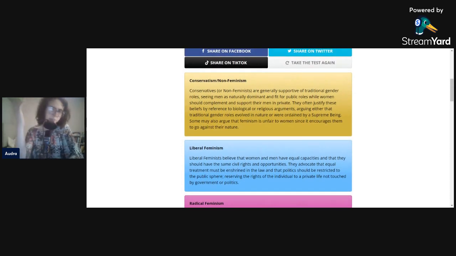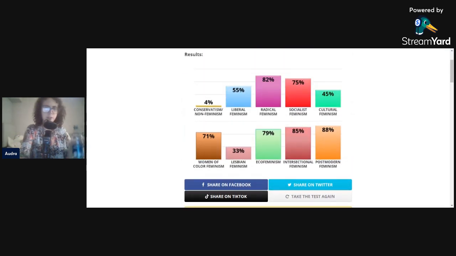Liberal feminism. Liberal feminism believes that women and men have equal capacities and that they should have the same civil rights and opportunities. They advocate that equal treatment must be enshrined in the law and that policy should be restricted to the public sphere, reserving the rights of individuals of private life not touched by government or politics. And I got 55% for that one.